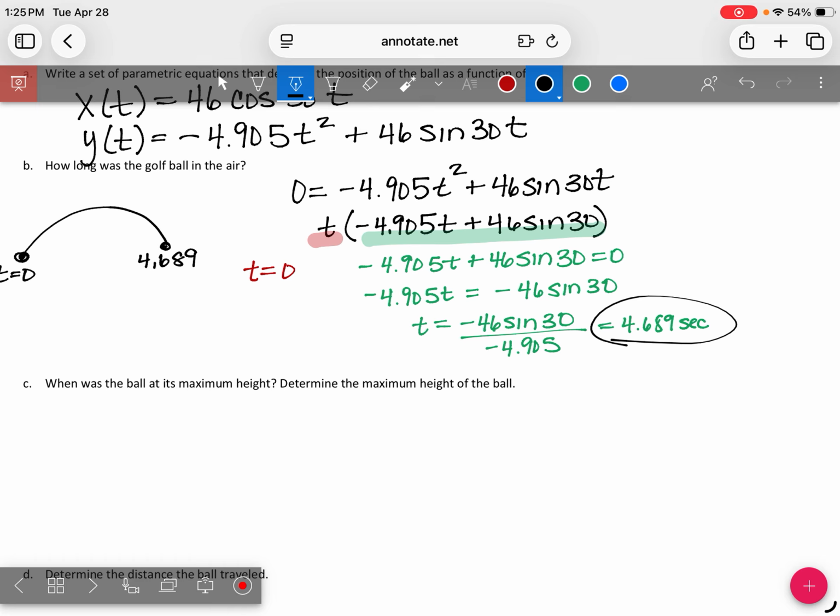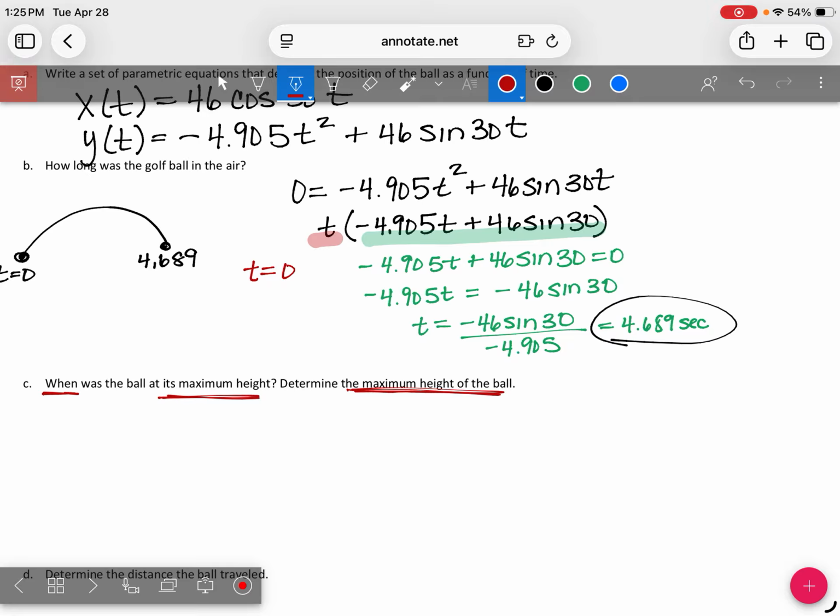Now, part C asks two things. The first thing it asks for is, when was the ball at its maximum height? And then it says determine the maximum height. Okay, let's look at this motion. What does this motion remind you of? What kind of graph is similar to this? A quadratic. In a quadratic, when is it the highest?